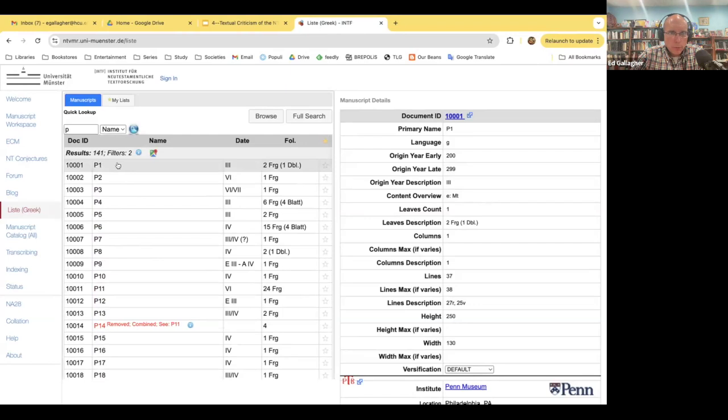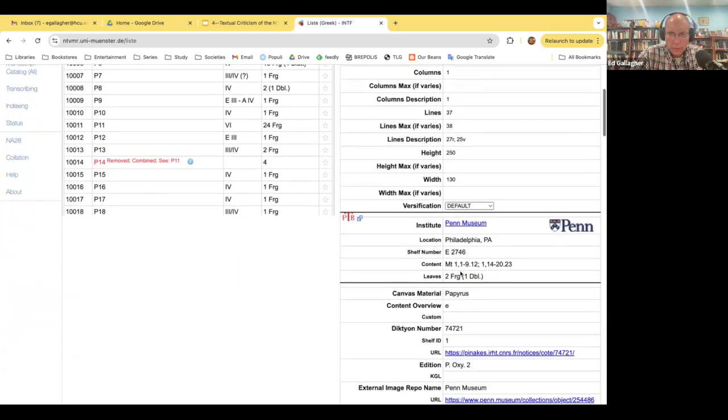But if we go, I'm just going to click on P1. It says here that it's 3rd century and there are 2 fragments of it. Then when we click on it, we get even more: the name is P1, the language is Greek, and it's from the 3rd century. And what is the content? It is Matthew. E stands for evangelists, which means Gospels. So if you see an E for the content, that means we're looking at the Gospels, and specifically they say Matthew.